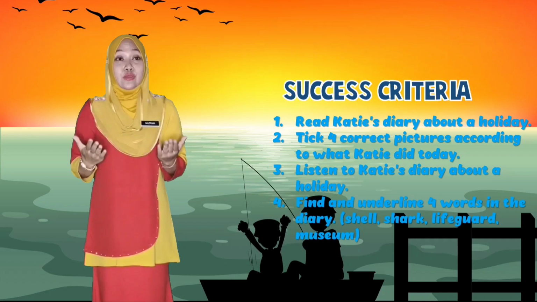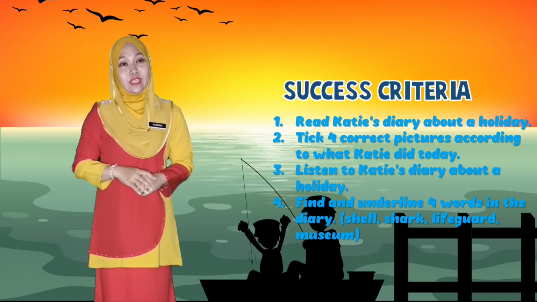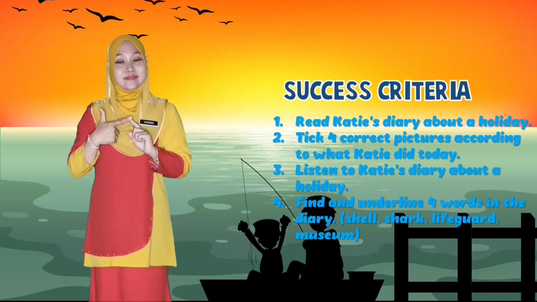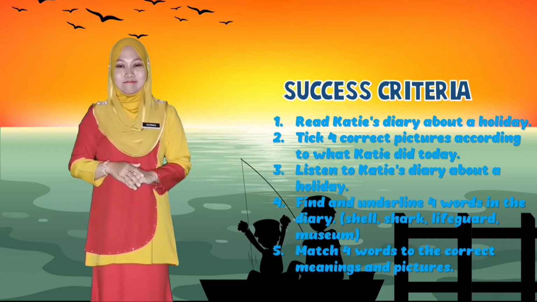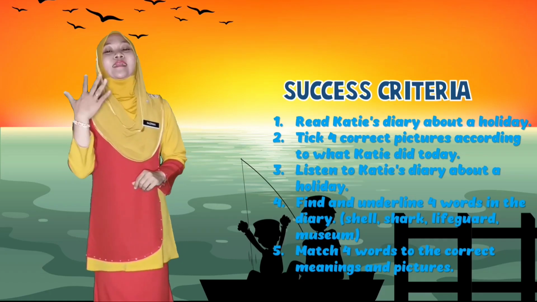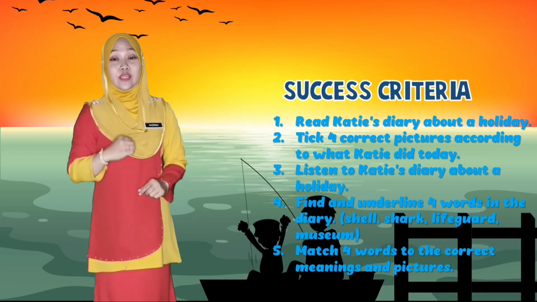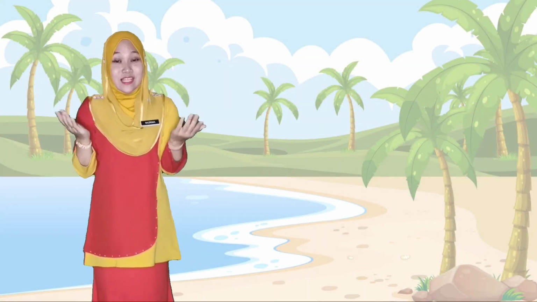Number 4, you can find and underline 4 words in the diary, which are shell, shop, lifeguard, and museum. And number 5, you can match 4 words to the correct meanings and pictures. Are you all ready for the lesson today? Let's start our lesson today.